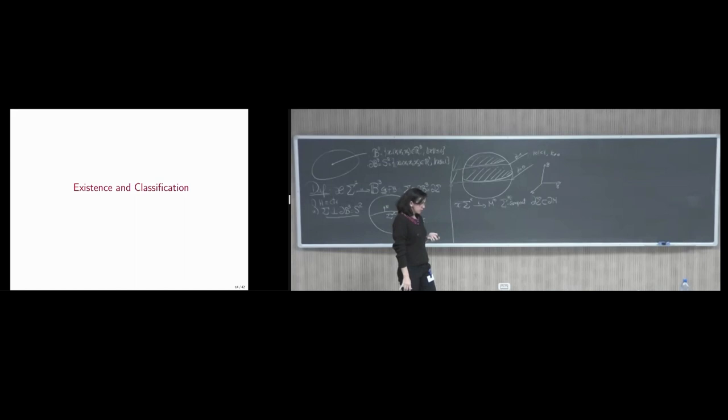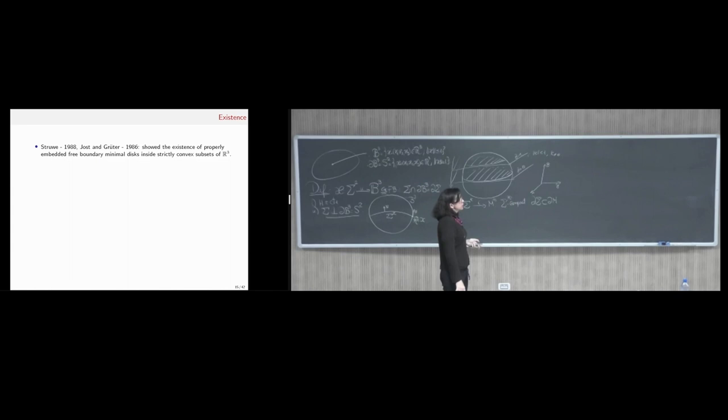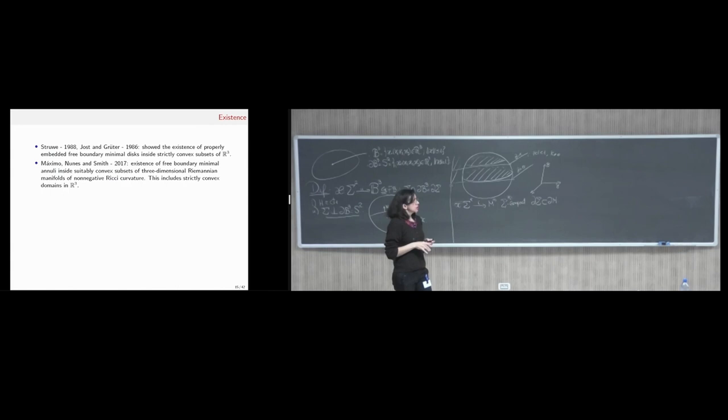About the free boundary CMC hypersurface problem. You remember that Struwe showed the existence of free boundary minimal disks inside strictly convex subsets of Euclidean three-space. After that, Maximo, Nunes and Smith provided the existence of free boundary minimal annuli inside suitable convex subsets of three-dimensional Riemannian manifolds with non-negative Ricci curvature.